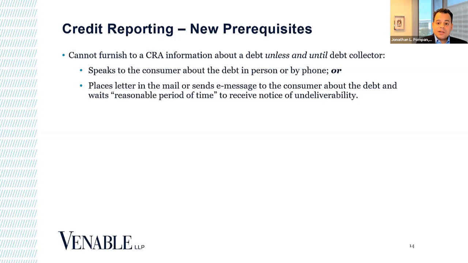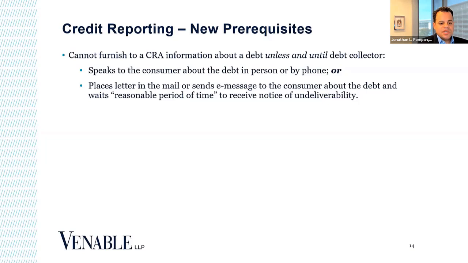But if the debt collector uses any of the other methods, you have to wait and have a process to document that you had waited and are storing any undeliverability messages, taking that into account. So there's some build out there that would be necessary in order to do credit reporting if using any of the other methods, including electronic.